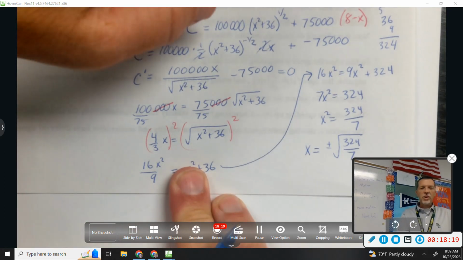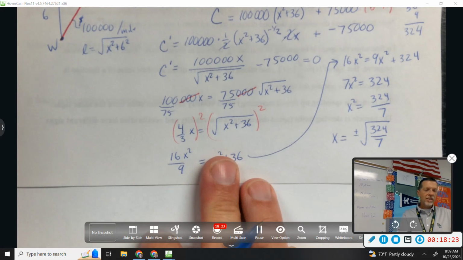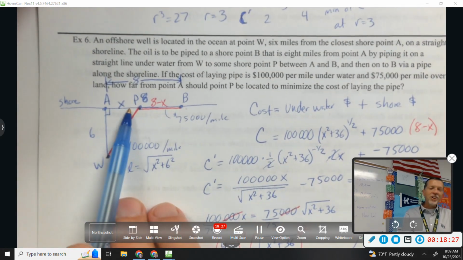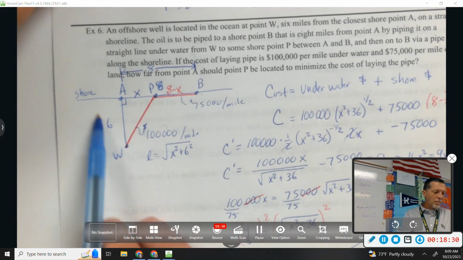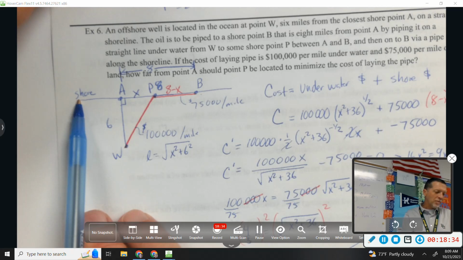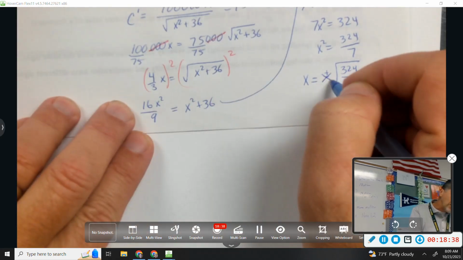But look at the picture. Look at the problem. Which one is it? The positive or the negative? Positive. If you go negative, then you're going to pipe backwards and then go longer. The negative might be like a maximum, maybe. I don't know what the negative is, but we don't want the negative. That would not work.